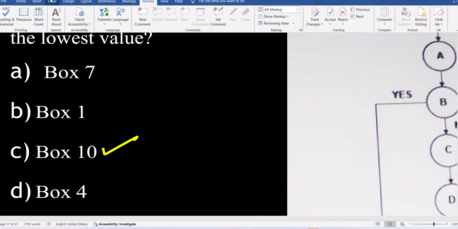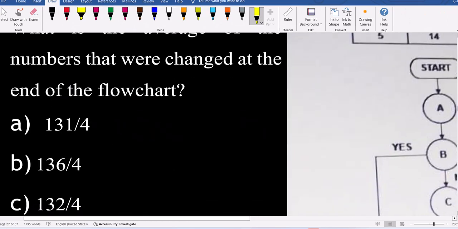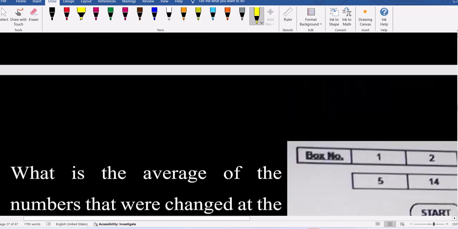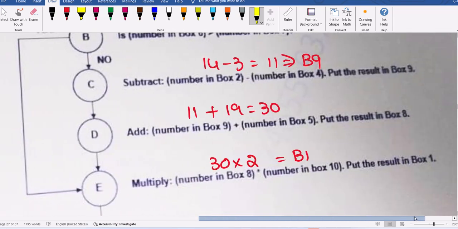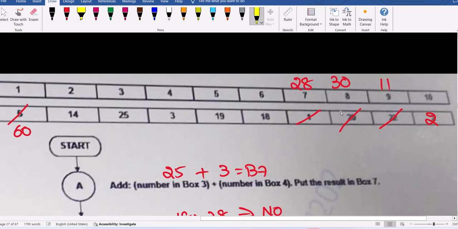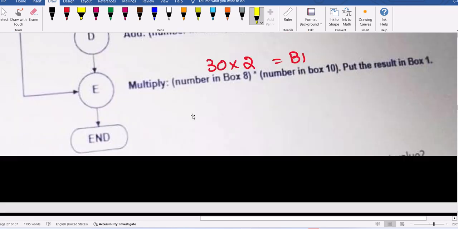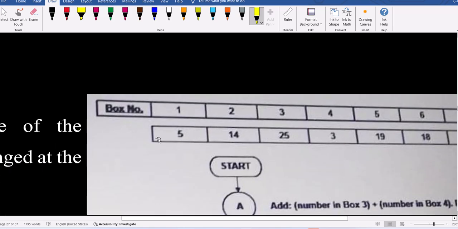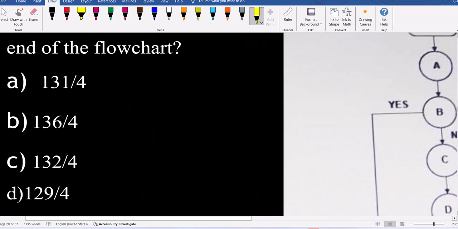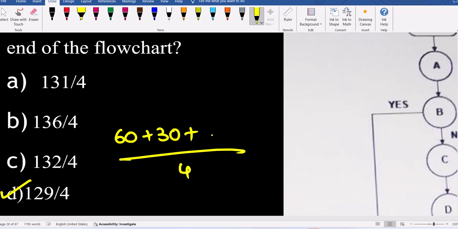Next question is the average of values changed. 4 values are changed, I think 3 only. We'll check. Box 1, 4, 7, 8, 9 change: 60, 30, 28, 11. So 60 plus 30 is 90, plus 11 is 101, plus 28 is 129, divided by 4. Average means sum divided by the number of values. So 129 divided by 4.